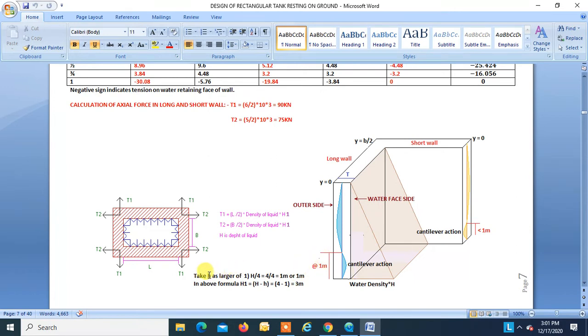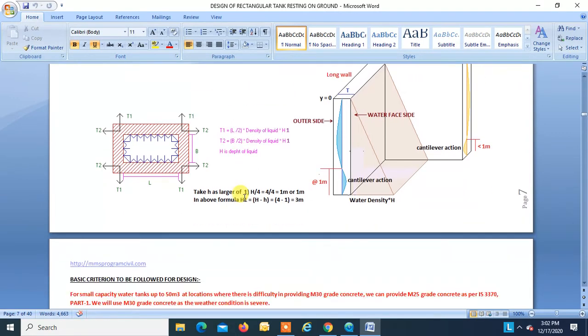So our small h is 1 meter, so H1 is equal to total height minus 1 meter, that is 4 minus 1, equal to 3 meters. So H1 is 3 meter, right? So you put H1 equal to 3 meter over here and over here. This is how we find T1 equal to 90 kilonewton and T2 equal to 75 kilonewton. T1 is the pull in the shorter wall and T2 is the pull in the longer wall, right? So this is how we do the analysis of the rectangular water tank using the code coefficients.